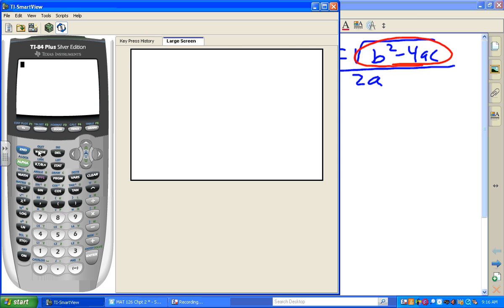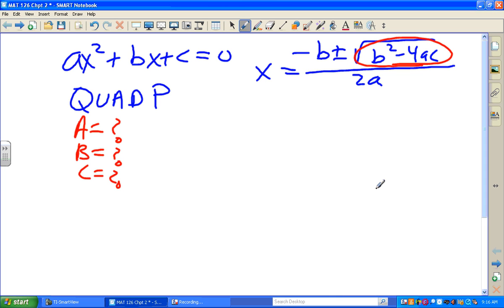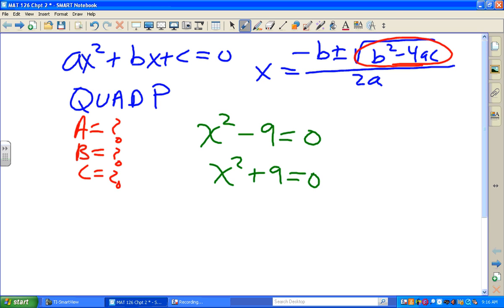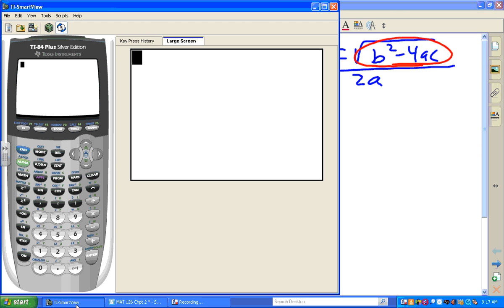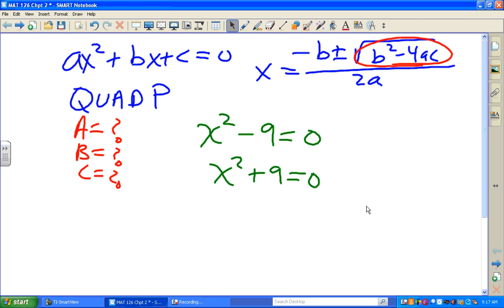Okay? Now I want to solve the equation just to test it. What's the answer to x squared minus 9 equals 0? I just press clear or quit. When I was all typed in, I probably pressed quit. Went back to the home screen. So what's the answer to x squared minus 9? X equals plus or minus 3. What's the answer to x squared plus 9? Plus or minus 3i. Okay?